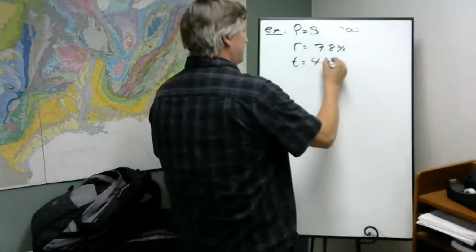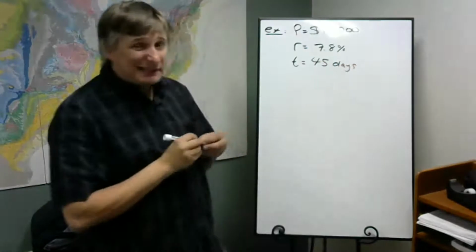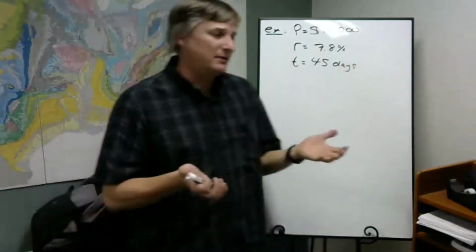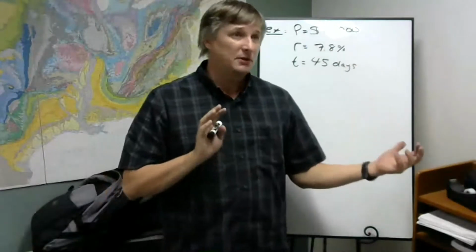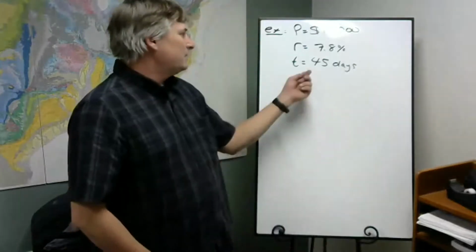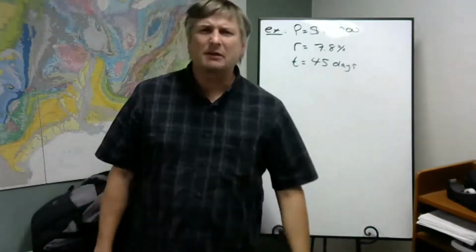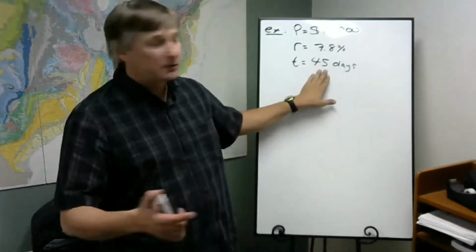Let's say we have 45 days. Now, again, this is going to be an annual interest rate, so it's designed to be for an entire year. We're expecting you to borrow the money for a year, or someone's going to borrow money from you for a year. But it's not going to turn out to be for a whole year. They're going to pay it back after 45 days. So what we need to do is convert this to a fraction of a year.